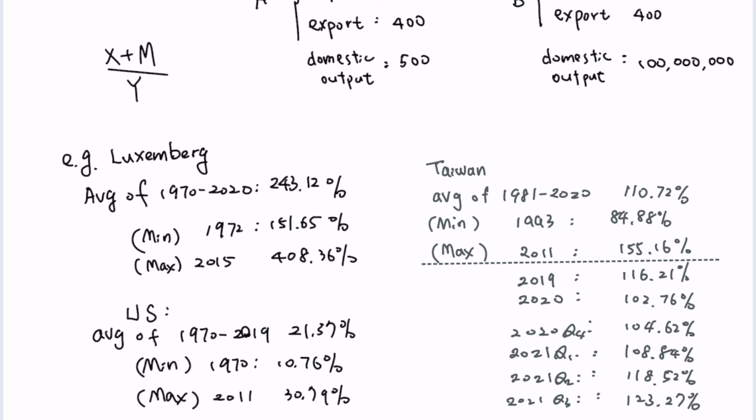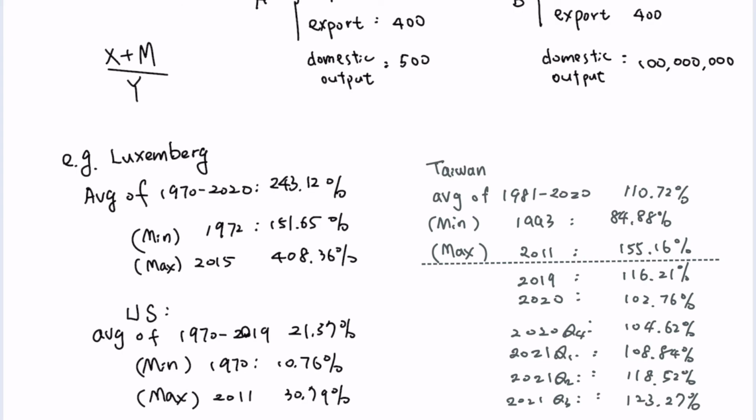But if we look at the quarterly data, you will see that from quarter 4 of 2020 onward, this number gradually increased. And by the third quarter of 2021, the openness increased to 123%, which exceeds the average in the past. So it means that the economy started to open up in terms of its trade again, starting from the end of 2020.